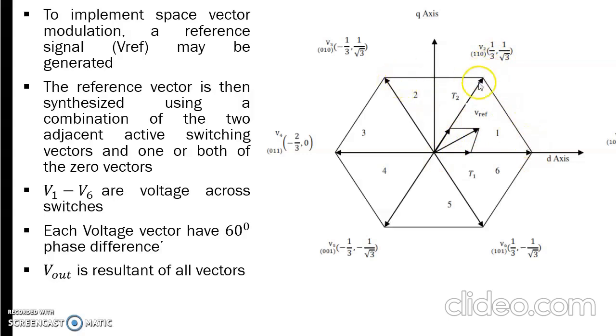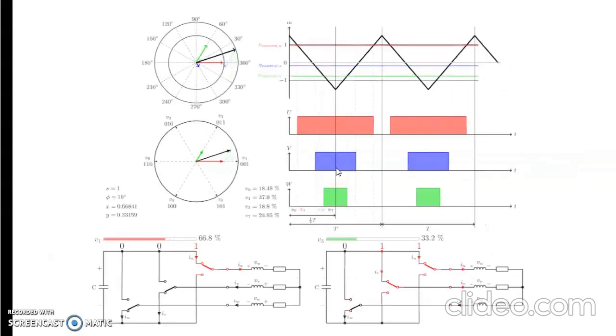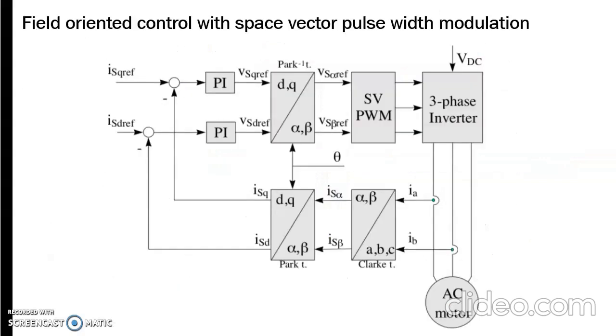Here the resultant is the resultant of V2 and V3. Here the resultant is the resultant of V3 and V4. Here the output voltage is the resultant of V4 and V5. Here the output is the resultant of V5 and V6. Likewise, in a 2-axis system, you can find out the output voltage. This is the animation. And the same space vector modulation technique you can implement in a field oriented control.